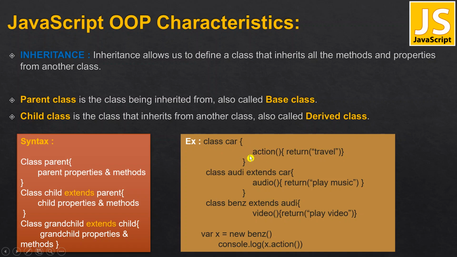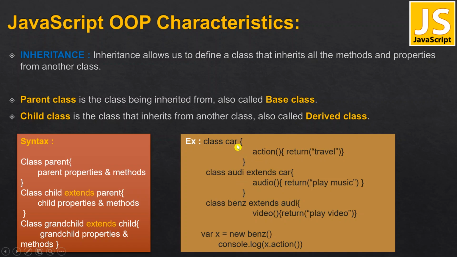Okay, so one method I am declaring is called the action method, and in the body of the method I used only one single line, a return statement, travel. So car has only one method in its block, and then I am defining another class called RD. RD has its own method called audio, which returns play music, but due to the use of extends car, RD will inherit from car.